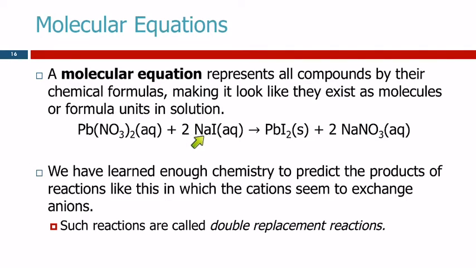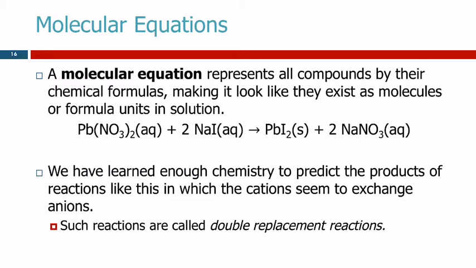Sodium iodide is a soluble ionic compound. It dissociates into sodium ions and iodide ions. Lead iodide is insoluble. It does not dissociate. These ions stay together. They like each other a lot. And then sodium and nitrate, this dissociates. So molecular equations are useful, but they don't really describe what's really going on in solutions.